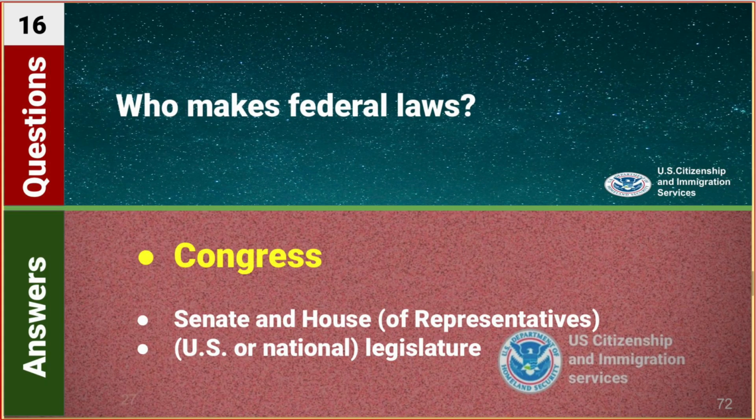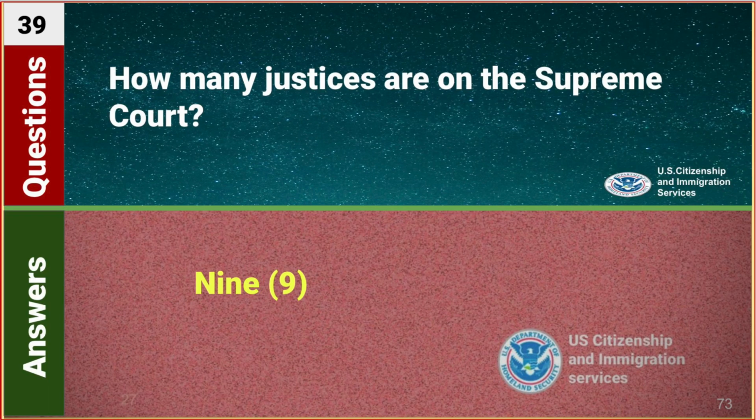Who makes federal laws? Congress. How many justices are on the Supreme Court? 9.